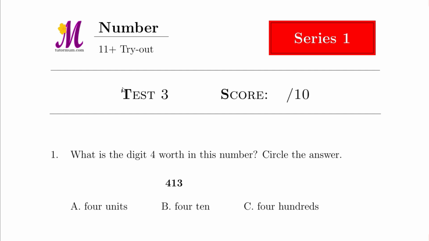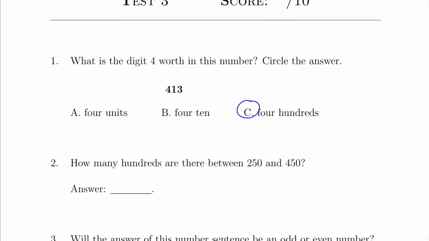Now we are in test 3 about numbers. Let's see the first question. What is the digit 4 worth in this number? Circle the answer. How do you read this number? It's 413. When you say 4, you say 400. Yes, it is 400. So easy for the first question, as usual. Now, let's go ahead with the second question.